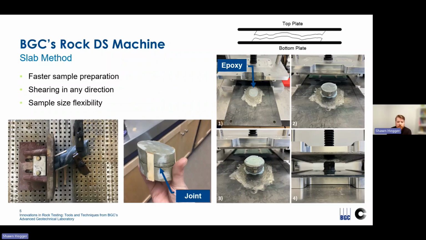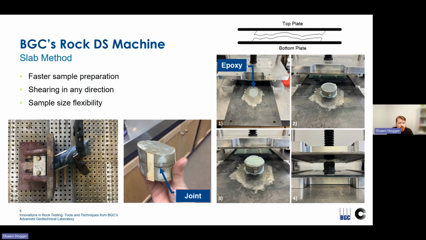So we use an alternative to the conventional sample encapsulation method, which we refer to as the slab method. With this method, specimens are cut parallel to and on either side of the discontinuity, producing two thin slabs approximately 1 inch thick. These are then glued to steel plates using a high-strength, fast-setting epoxy. The slab method allows for faster sample preparation. We're able to get samples ready for testing in about an hour.